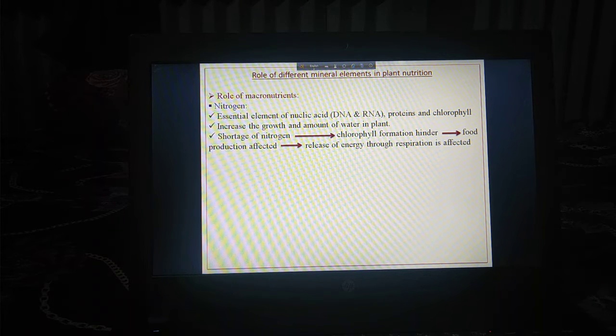water in plant. Point number 3, if shortage of nitrogen occurs in plant, then chlorophyll formation will be hindered, then food production will be affected and release of energy through respiration will also be affected.